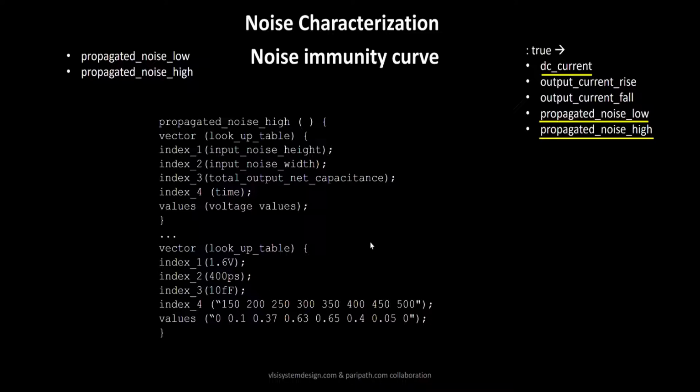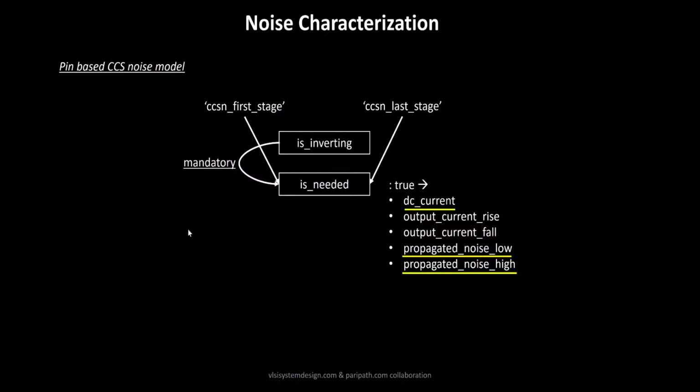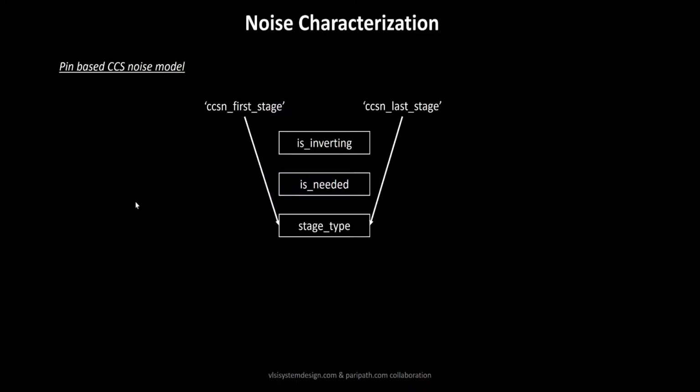So what we'll do is we'll stop at this point, and from the next video we'll start with the next syntax, the next pin based CCS noise model information, which is stage type. So let's start with the stage type from the next video.